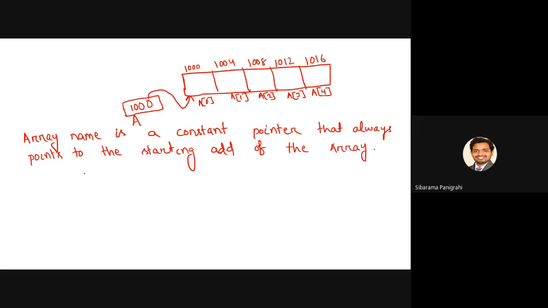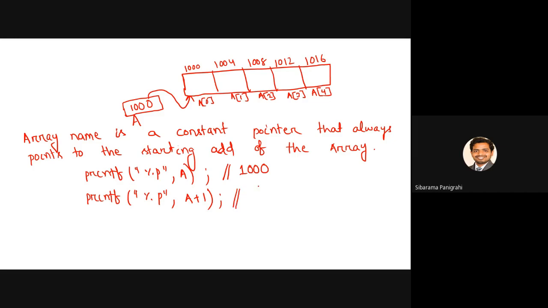Okay. So here, if I write printf, %p is used for address. Here I will write a. So what will it display? A stores 1000, so it will display 1000. Right? Now if I write printf %p a plus 1, so address plus 1. In the last class I told you address plus 1 means the next address of its type. So it will display 1004. Right? So if I write a plus 2, it will display 1008.